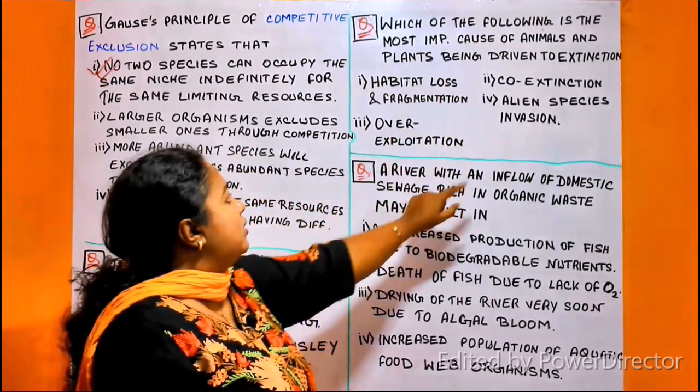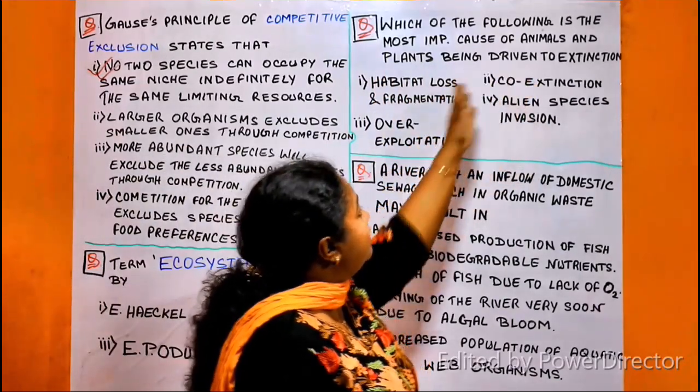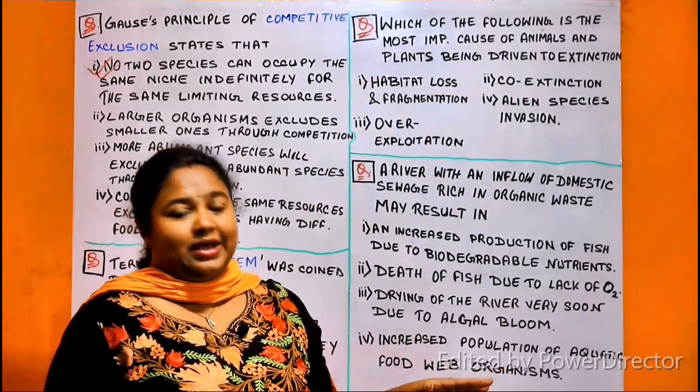So habitat loss and fragmentation is very important. This is the most important cause of plants and animals being driven to extinction.